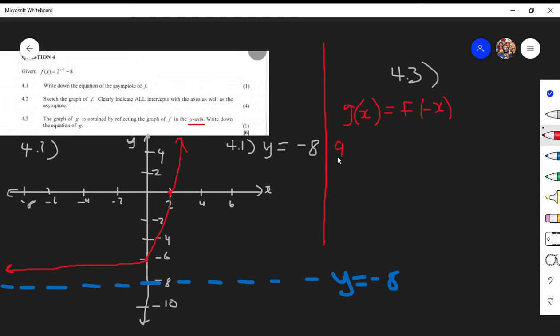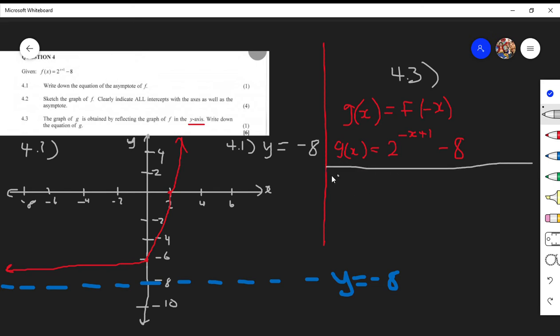So g of x is then 2 to the power negative x plus 1 minus 8. And that's the answer. You can also write this another way. So if you want to write it a different way, you can write it like this as well.